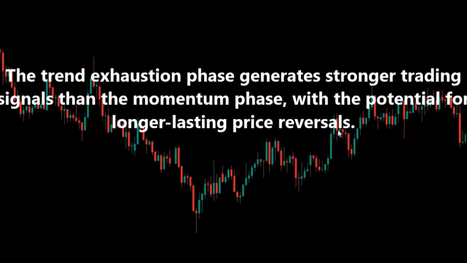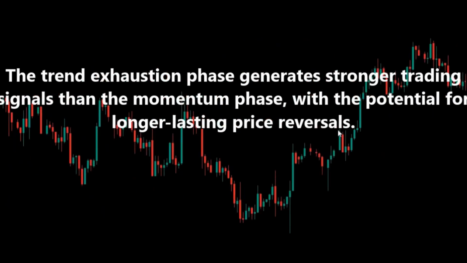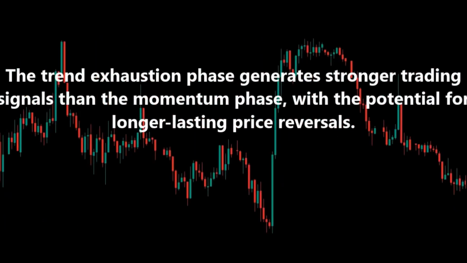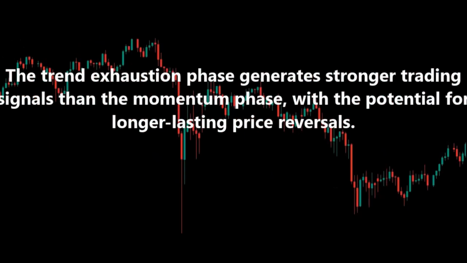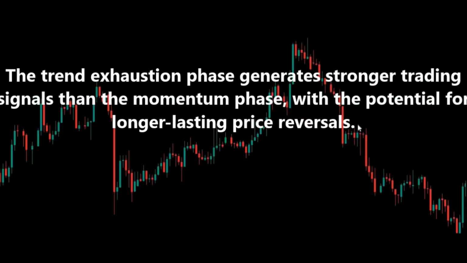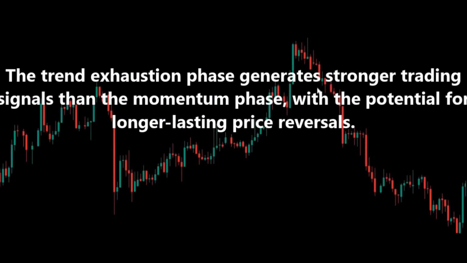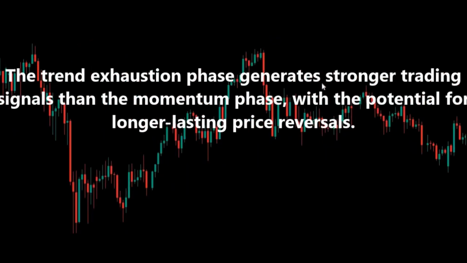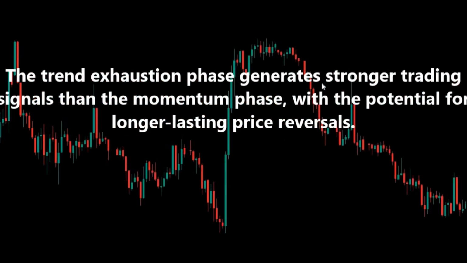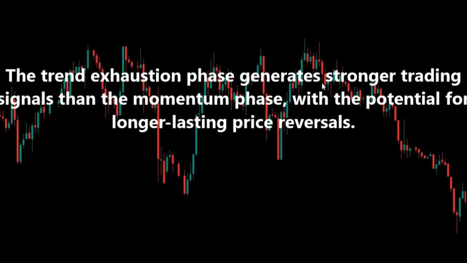So the trend exhaustion phase does not require a consecutive sequence of candles. If the order of candles is interrupted, the trend exhaustion phase is not cancelled. The trend exhaustion phase generates a stronger trading signal than the momentum phase, with the potential of longer lasting price reversal. So what does this tell you? You can really pay attention when it shows you a trend exhaustion. Just as you can see much a try here.